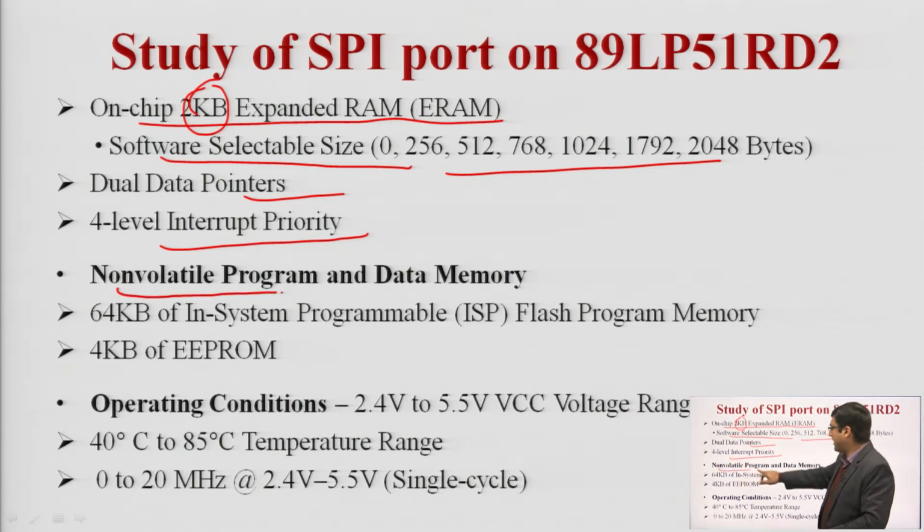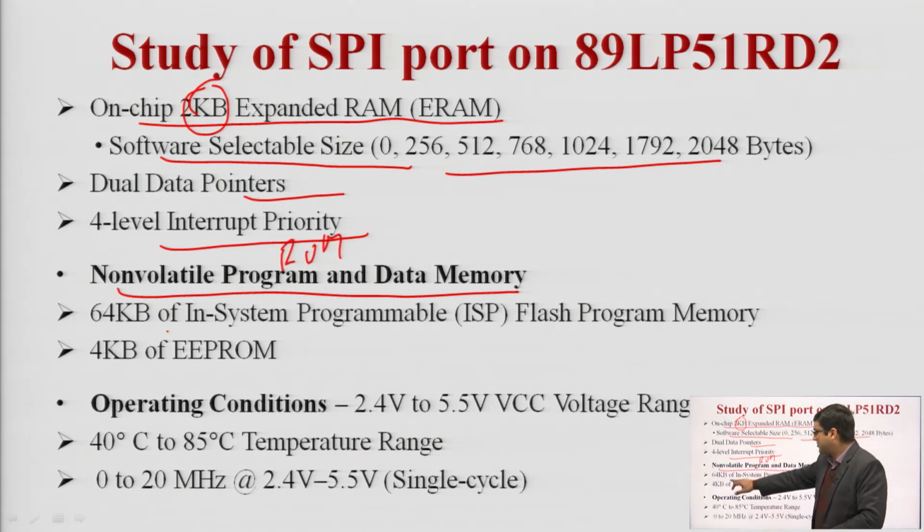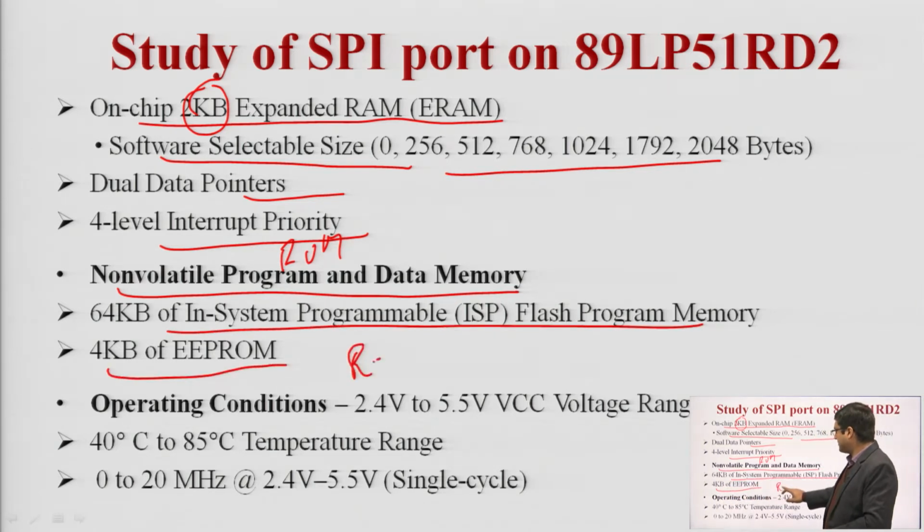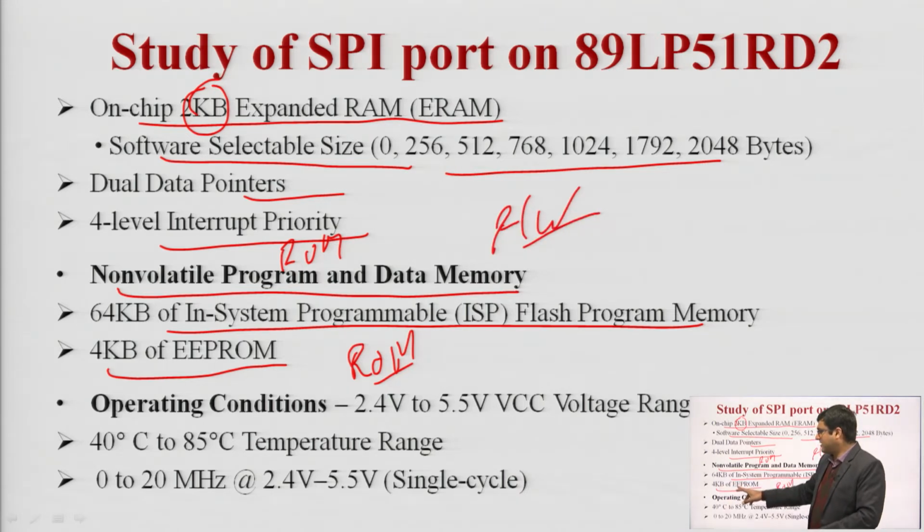So we have a non-volatile program and data memory. Non-volatile memory means that which is a ROM. So it has 64 kilobytes of in-system programmable flash program memory and 4 kilobytes of EEPROM memory. ROM basically represents read only memory, but today we have USB card readers as well. They can be a ROM, but in these devices both operations are possible, that is, read as well as write operations. So it has 4 kilobytes of EEPROM, that is, electrically erasable programmable read only memory.